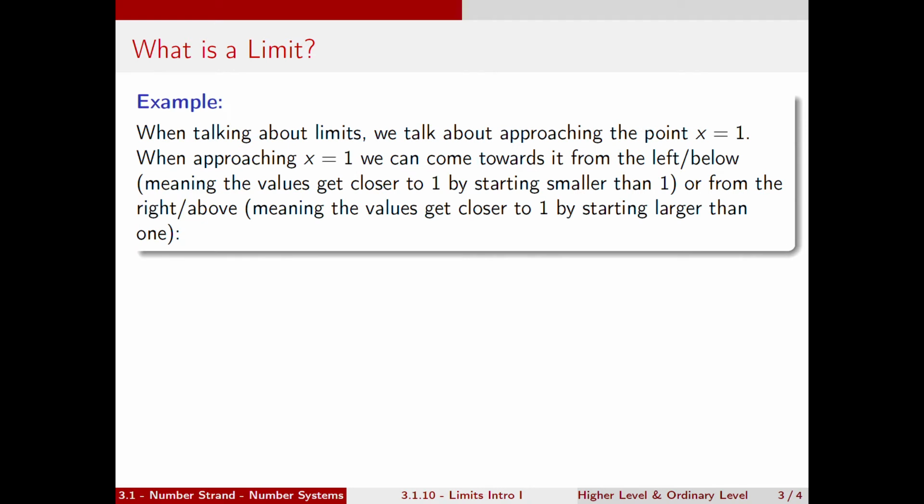So when talking about limits, we talk about approaching the point x is equal to 1. When approaching x is equal to 1, we can come towards it from the left or below, meaning that the values get closer to 1 by starting smaller than 1. So we can also approach it from the right, above, meaning that the values get closer to 1 by starting larger than 1.